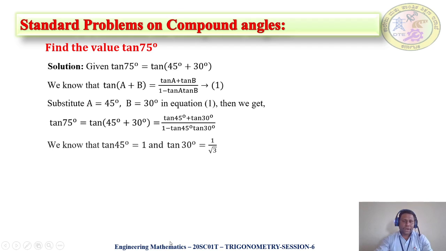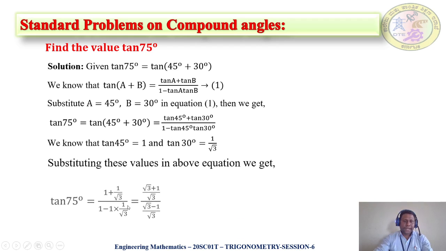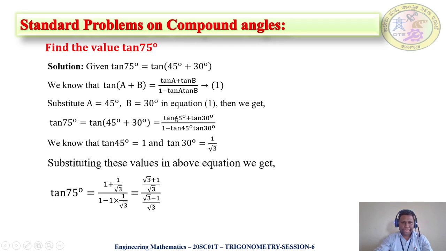After taking these values, we have to know what are the standard values here. Here tan 45 degree is 1 and tan 30 degree is equal to 1 by root 3. These are the standard values we already know. We have to substitute these two values in this equation. Then this equation becomes tan 75 degree is equal to tan 45 degree is 1, tan 30 degree is 1 by root 3, tan 45 degree is 1, and tan 30 degree is here 1 by root 3.